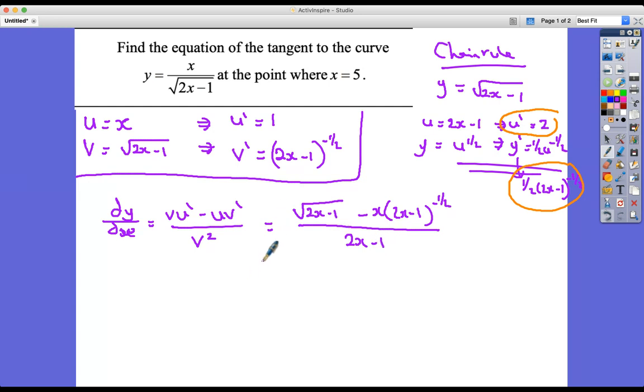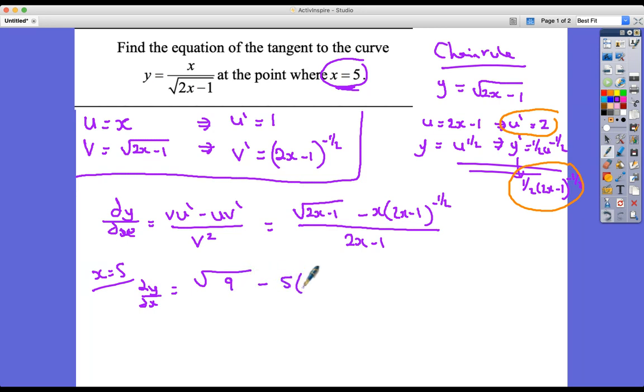Okay. The next thing I need to realize is that I'm going to find the gradient. This is the gradient function. I'm going to find the gradient at this point by substituting x equals 5 into it. So when x equals 5, dy by dx is the square root of 2 times 5 minus 1. I've got a lot of room, so I'm going to do this quickly. So 2 times 5 is 10, minus 1 is 9. Well, that's 3 in a second.